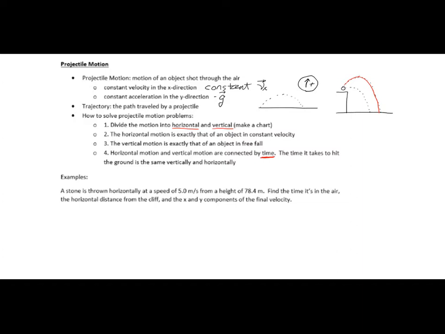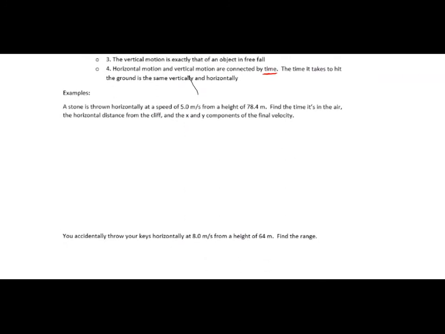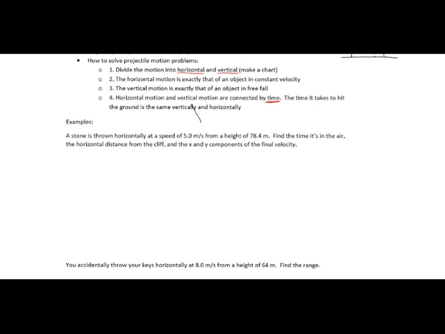All right, so let's do an example here. So first thing we do is draw a picture. So we have a stone thrown horizontally at a speed of 5 meters per second from a height of 78.4 meters. I'll find the time it's in the air and the horizontal distance from the cliff. All right, so let's go ahead and start this.